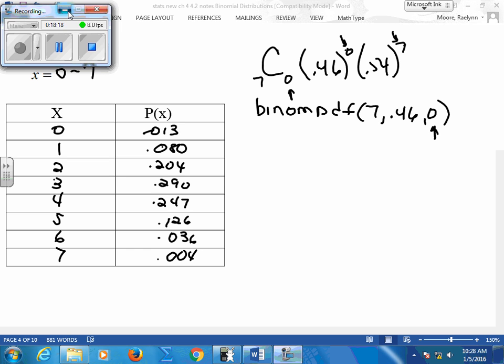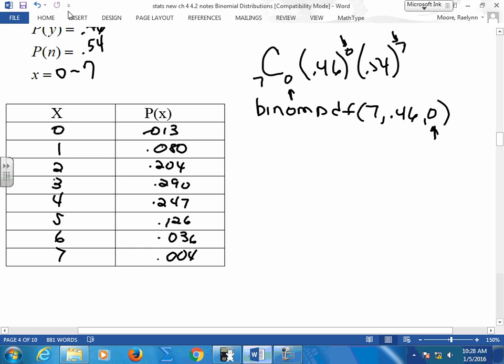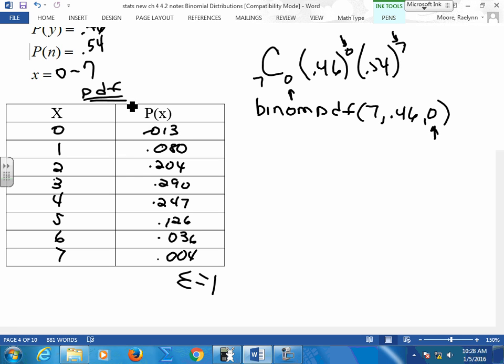So everybody got these numbers? What do all those probabilities add up to? 1. So this tells me this is a probability distribution function because it meets my 2 conditions. All my probabilities are between 0 and 1, and all my totals add up to 1. So I have a probability distribution function here.